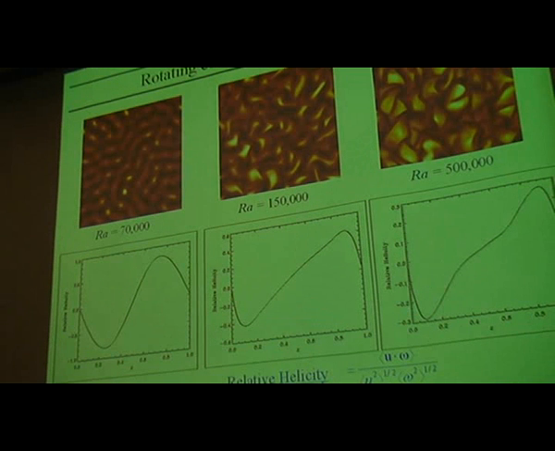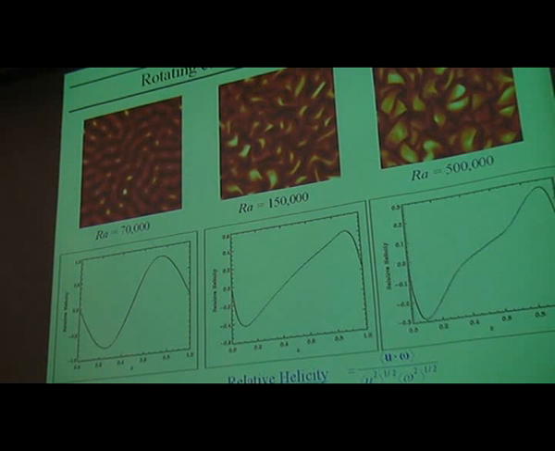And there are other, equally serious issues. So let's have a look at what happens at three values of the Rayleigh number. This is marginal, slightly supercritical convection. More supercritical, but not a dynamo, and a dynamo. And this is the helicity.